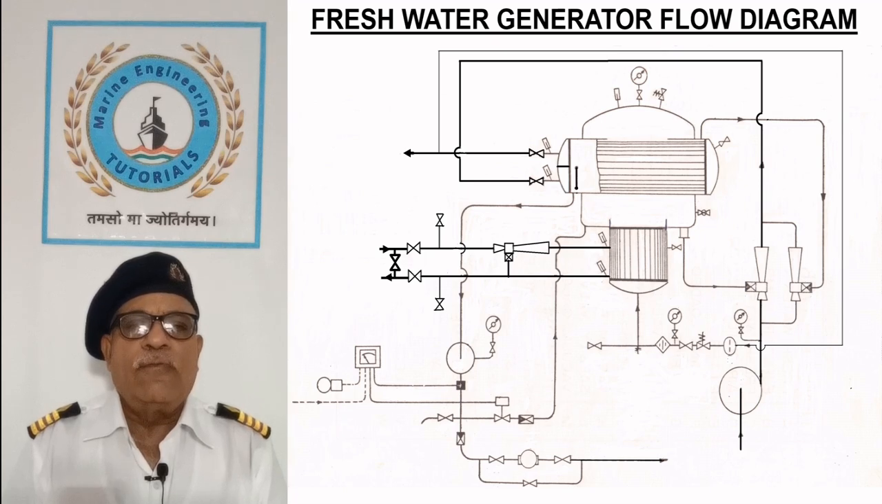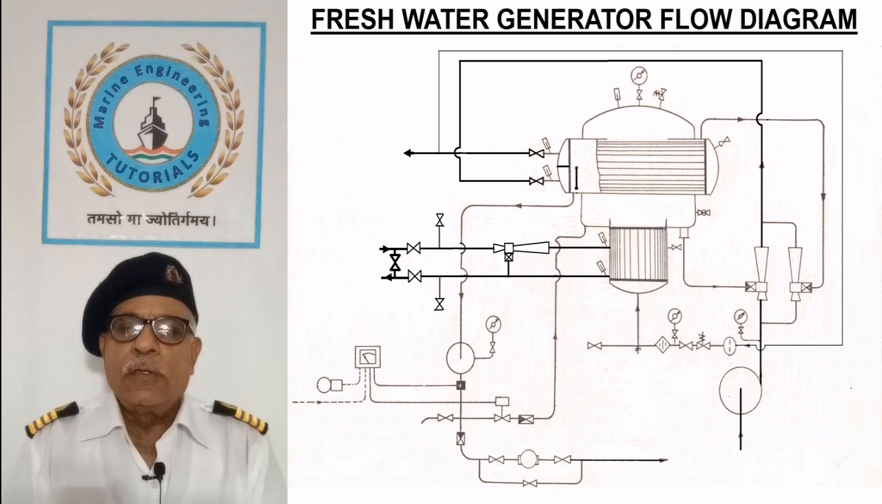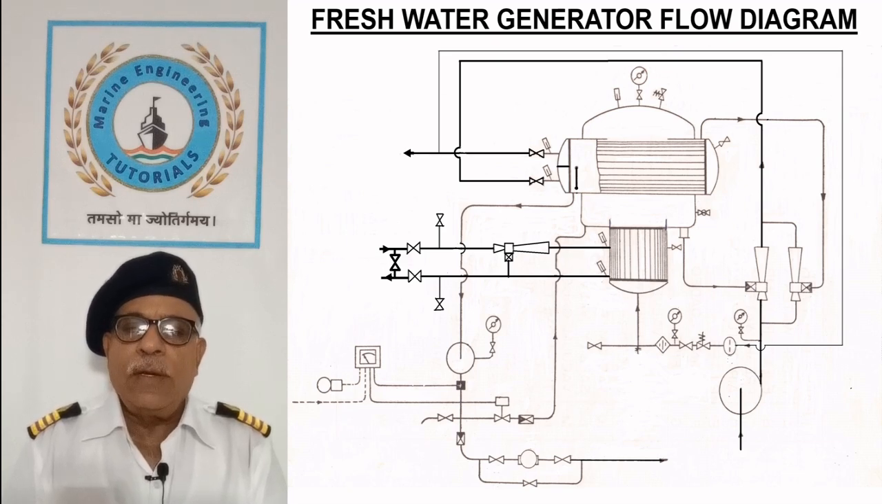Freshwater generator flow diagram. This sketch describes the functions of various equipment used in the freshwater generator and also shows the flow of different fluids taking place through the freshwater generator. The description is in accordance with the starting procedure of the freshwater generator.